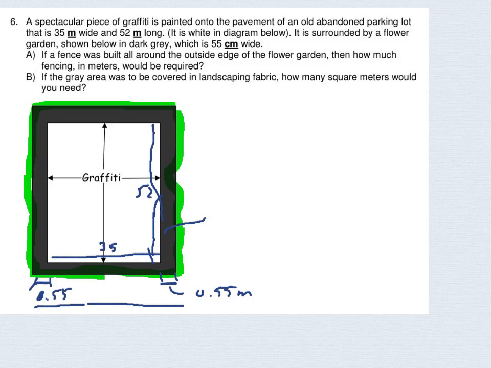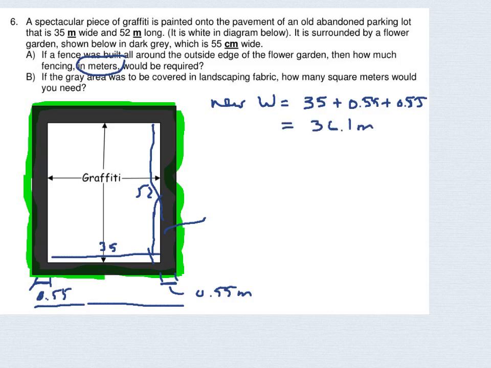So the new width, the new W, is going to be 35 plus 0.55 plus 0.55. Now you may be asking in your head, why didn't you go to centimeters? And that's because the question required the answer in meters. So 35 plus 0.55 plus 0.55 is going to give you a new width of 36.1 meters.